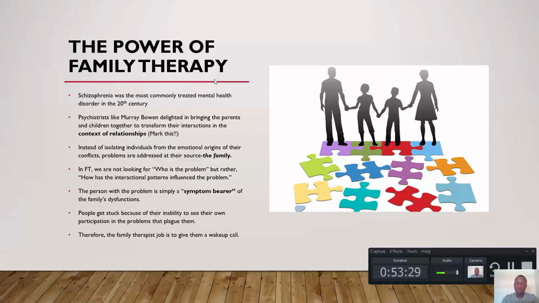So in family therapy, we are not looking for who is the problem, which is individual therapy, who is the problem or what's the problem, but rather we're looking at the interactional patterns. We're looking at how the interactional patterns between you and your family members or the people in your relationship circle influence the problem. You're depressed, just even how people talk about you and your depression can depress you more. So the person with the problem is simply a symptom bearer of a family's dysfunctions.